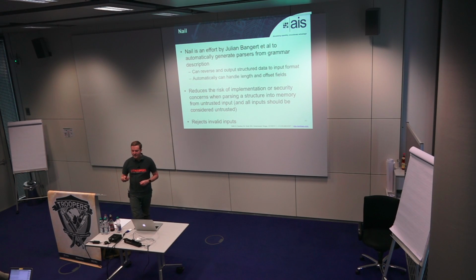I mentioned briefly Nail, which was done by one of Sergey's students to automatically generate data parsers based on a grammar description. What's really cool is that you can also reverse it. If you have some input format, you can convert it to one structure and then put it back out, assuming there are no ambiguities. Sometimes C code treats white space as ignored, so if you have two tabs and it gets ignored, when you put it back out that white space is ambiguously handled. But for the most part, it can do that.